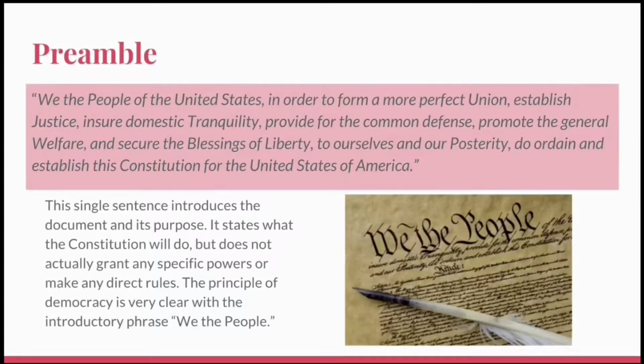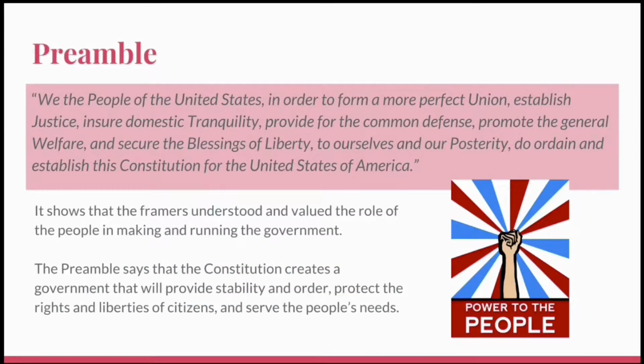The principle of democracy is very clear with the introductory phrase, "We the people." This also shows that the framers understood and valued the role of the people in making and running the document. The Preamble says that the Constitution creates a government that will provide stability and order, protect the rights and liberties of citizens, and serve the people's needs. They wanted it clear from the very beginning that this was a government by the people and for the people. So the Preamble is important because it sets the foundation for the Constitution.